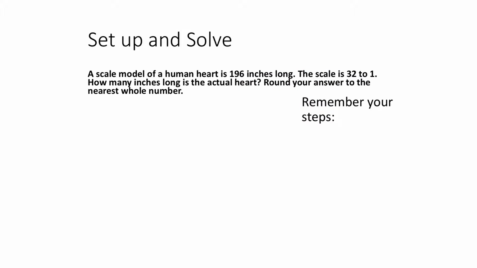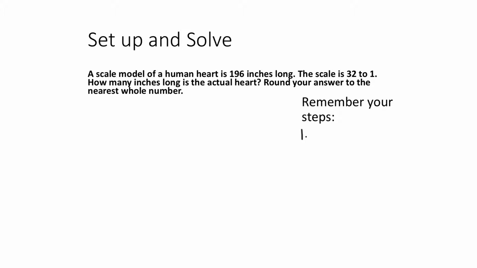So if you read the problem, it says a scale model of a human heart is 196 inches long. The scale is 32 to 1. And so we want to know how many inches long is the actual heart. So the idea is that we need to set up some kind of ratio, some kind of situation to say that we have a scale model versus our actual.